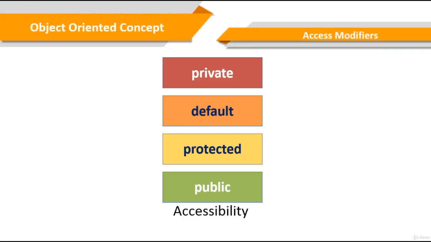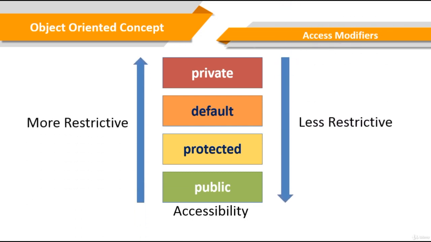So in this part, you see the restrictive level of accessibility of modifiers. And as you see here in the slide, the most restrictive modifier is private and the least restrictive modifier is public. Default comes after private and protected comes after default.